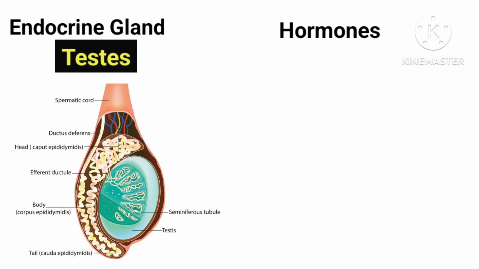The testes primarily secrete the male sex hormone testosterone, which is crucial for developing and maintaining male reproductive tissues and secondary sexual characteristics. They also produce other hormones, including anti-Mullerian hormone, estradiol, and progesterone, and can secrete oxytocin.